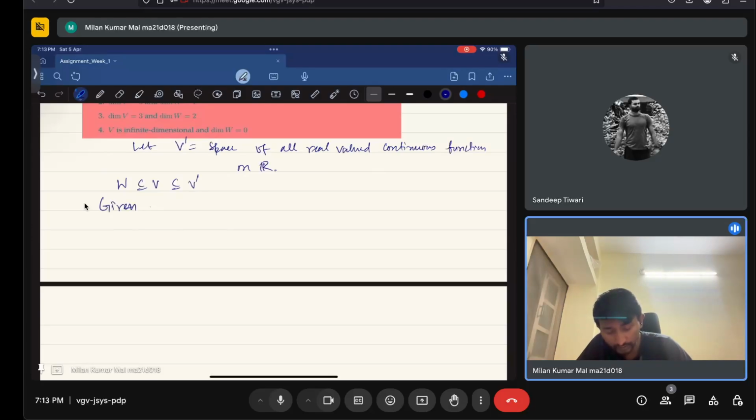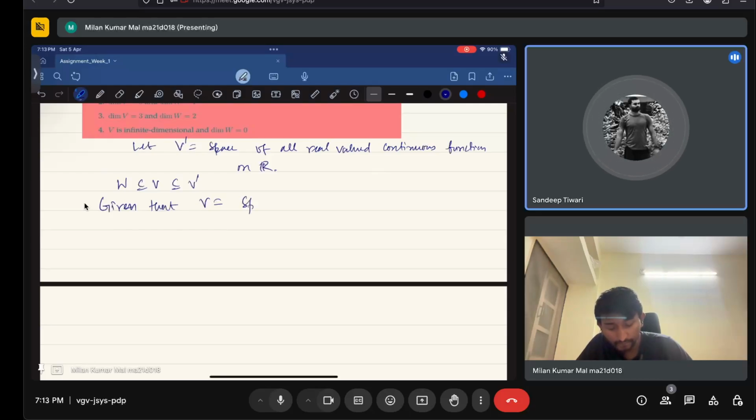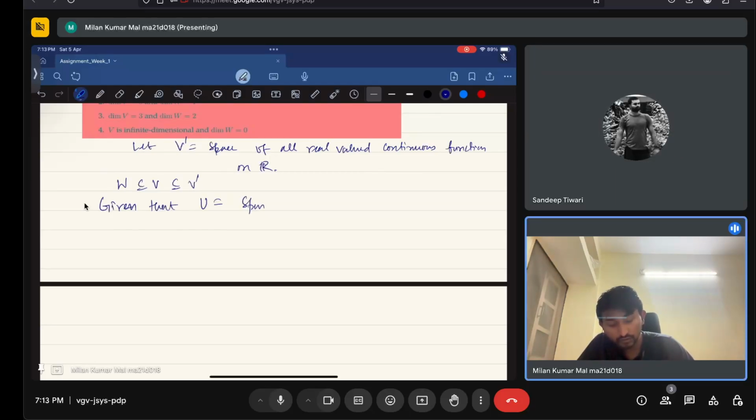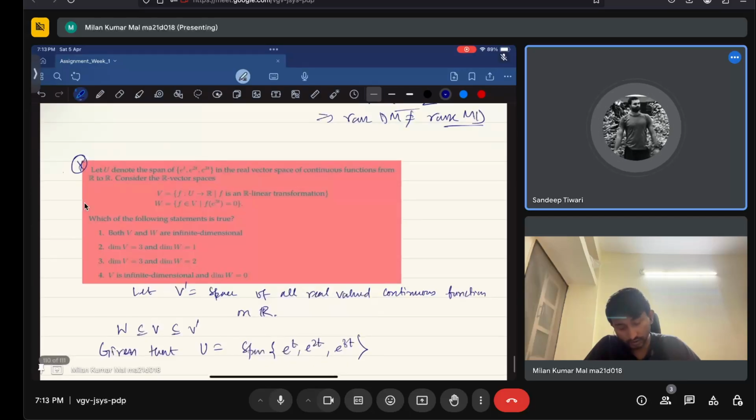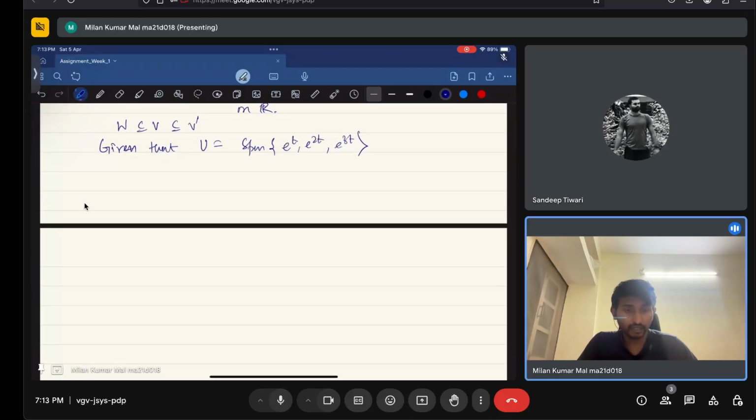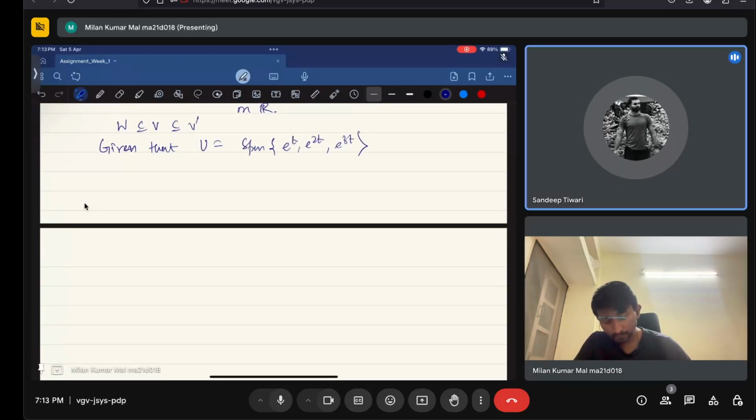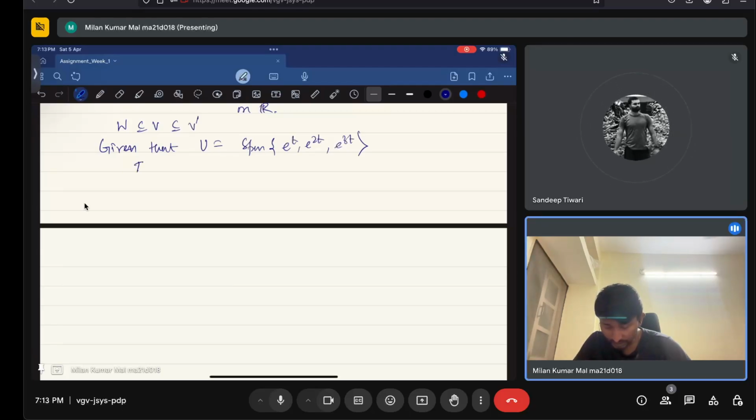Let's check this one. Given that U is equal to span, sorry, U is equal to not V. U is equal to span e to the power t, e to the power 2t, e to the power 3t, right? So whether they are linearly independent or not, that is the question. They are linearly independent, but we have to prove that they are linearly independent. So therefore the basis will be of dimension 3. Why that is, that is the only thing.